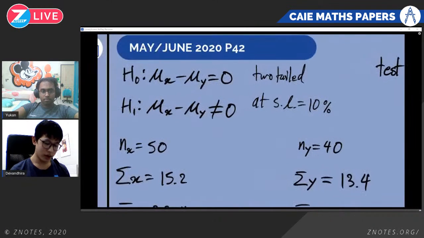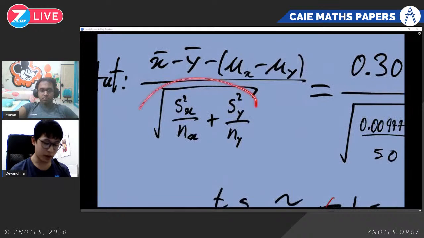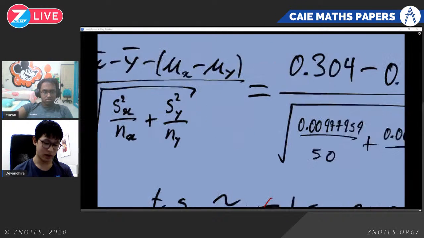So since we assume that the means are the same, or in other words, mu of x minus mu of y is 0, that means this part is 0, right? Our mu x minus mu y is just 0. So we can completely disregard that. But the bottom part here is a scary one. It's the square root of the variance divided by the sample size, added with another one right here. So let's do that.